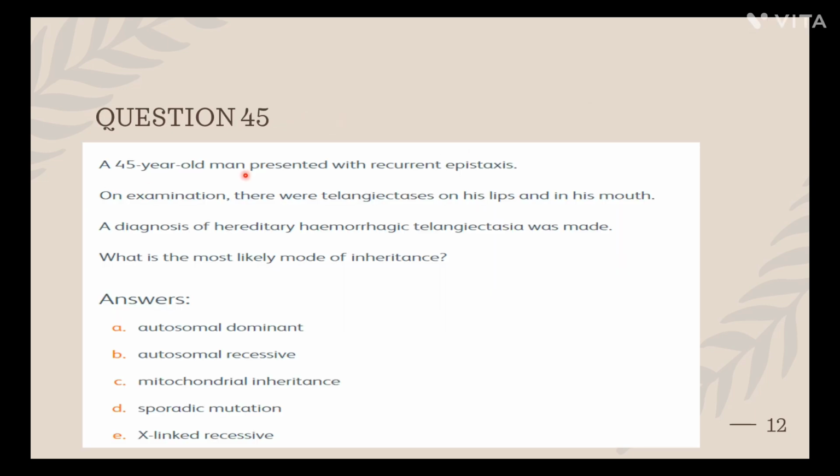Next question: a 45-year-old man presented with recurrent epistaxis. On examination, there were telangiectasias on his lips and his mouth. The diagnosis of hereditary hemorrhagic telangiectasia was made, and what is the likely mode of inheritance? Direct question: what is the inheritance pattern of hereditary hemorrhagic telangiectasia? You have to somehow remember autosomal dominant, autosomal recessive, X-linked dominant, X-linked recessive. And here, hemorrhagic telangiectasia, it is autosomal dominant.